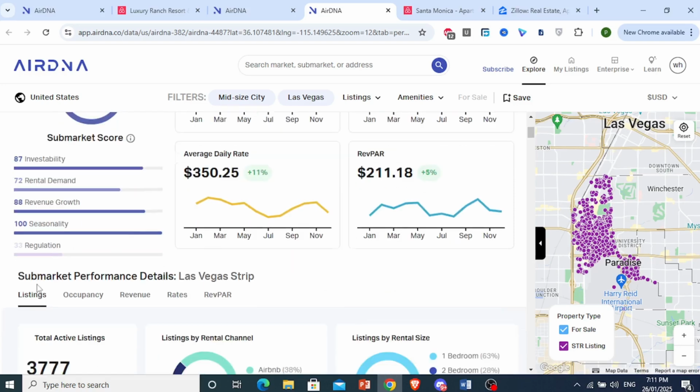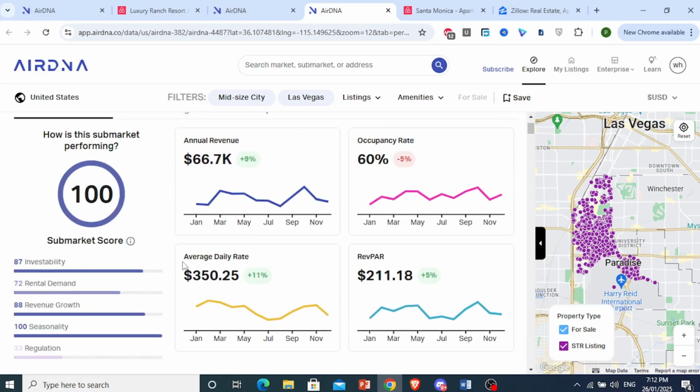And this one is doing really badly in terms of regulation because it seems that in the Las Vegas Strip, short-term rentals are being strictly regulated. So since there is a low score right here, that means there's a high regulation going on, right?